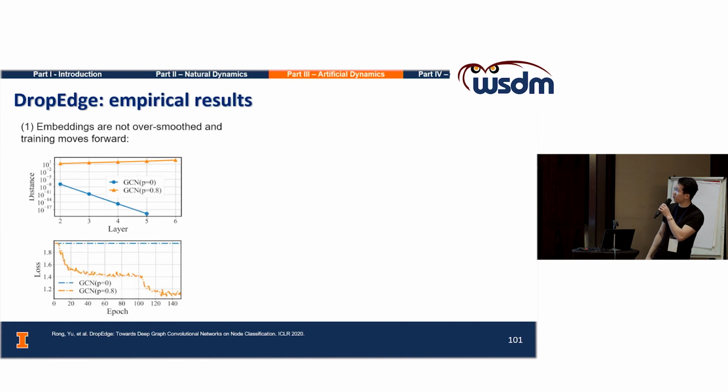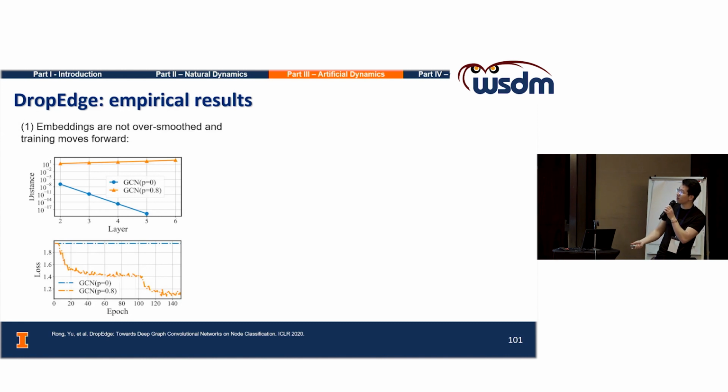Also, let's see some empirical performance. The first figure shows that if the graph convolution network is not equipped with DropEdge, shown in the blue solid lines, then with the increase of the number of layers, the distance between the intermediate node representations will decrease very fast. And that's not what we want. That's exactly how oversmoothing happens.